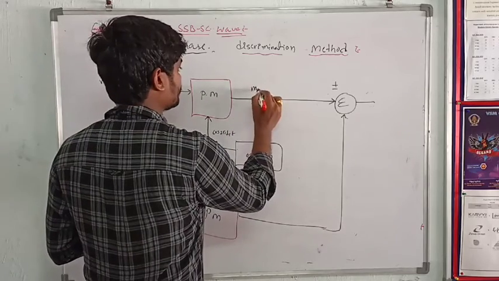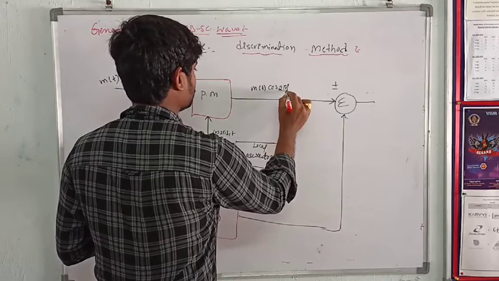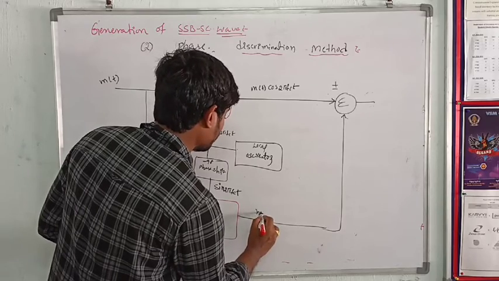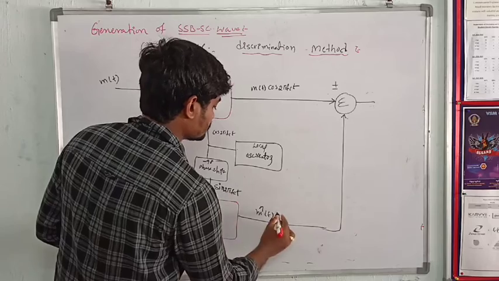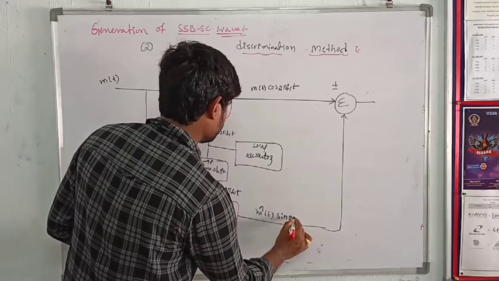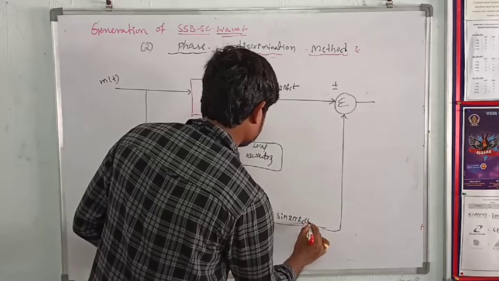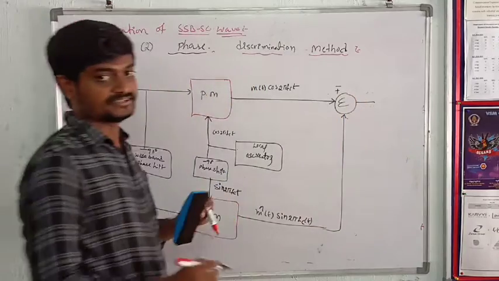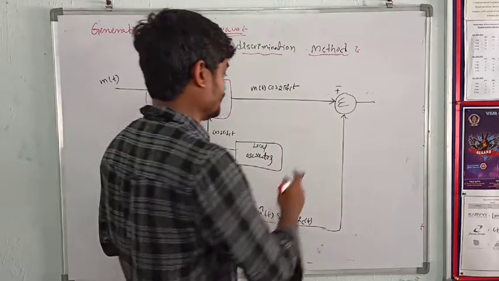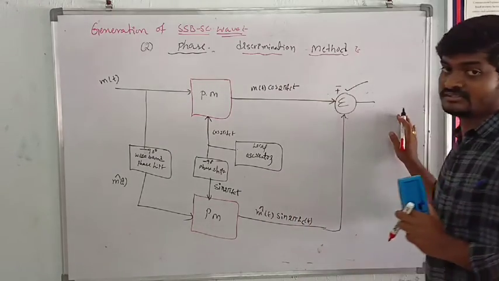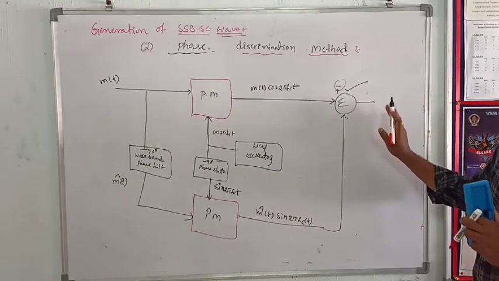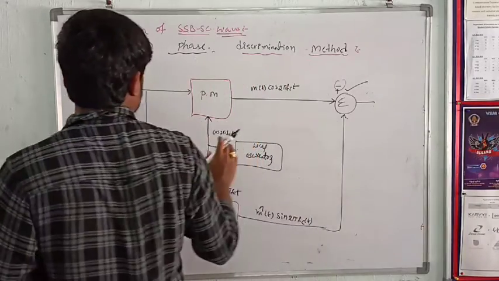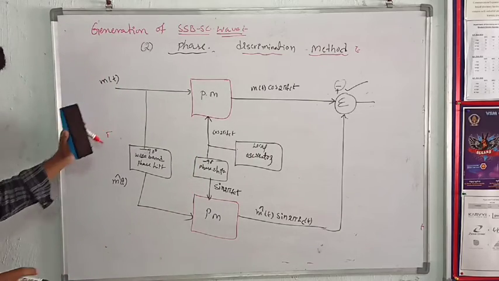The output of the first modulator is m of t into cos 2 pi fc t, and the output of the second product modulator is m cap of t into sin 2 pi fc t. We can use subtraction or addition. In this we use addition. We can require the lower sideband and use suppression, and we get the output as the upper sideband frequency. This is the phase discrimination method of generation of SSPSC wave.